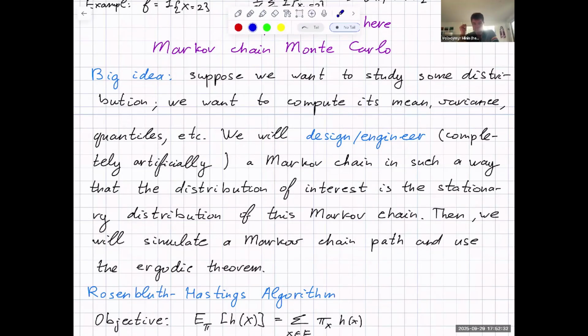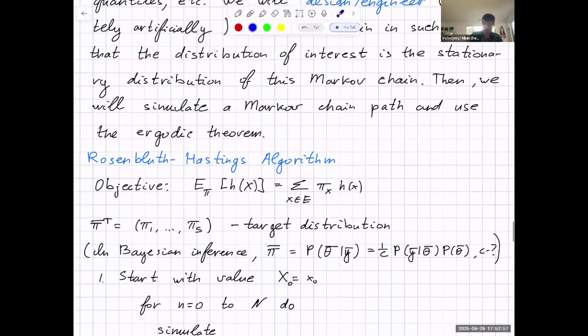So it took people about 50 years to get to that idea, and it took statisticians another 30 years to wake up to this idea. But eventually we got there. And so it means that if I want to study my Bayesian posterior distribution, I can design a Markov chain that will converge to it completely artificially. And this is the way to do it.